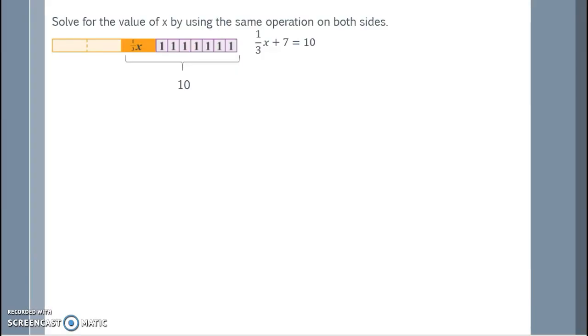Solve for the value of x by using the same operation on both sides. So another reason why I also like using these strips here is because we can show fractions more easily. Algebra tiles are great, again, with whole numbers, but not so great when we have fractions or decimals. So we have 1/3 of an x plus 7 is 10. So notice that this part here represents 1/3 of the whole value of x, which is why it's only shaded 1/3 of it. But then this whole piece must be 10.